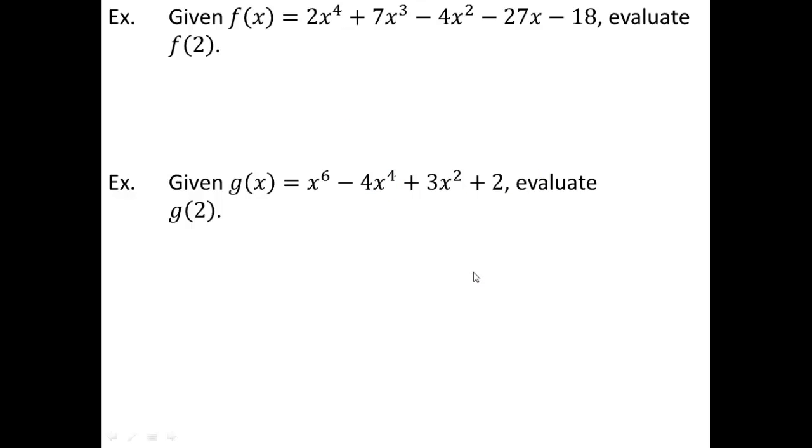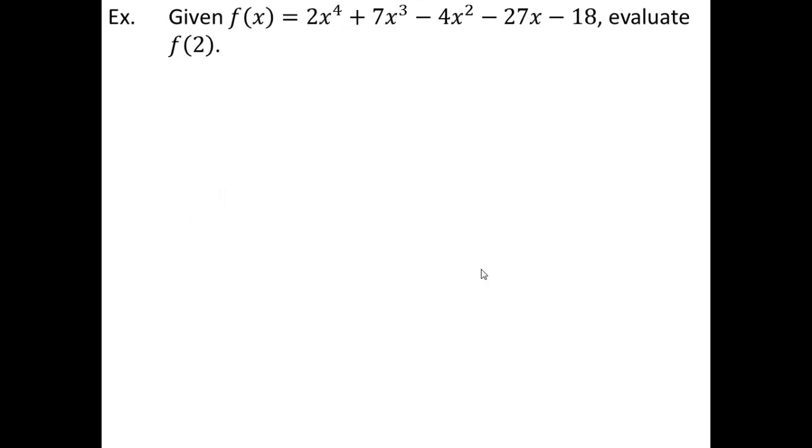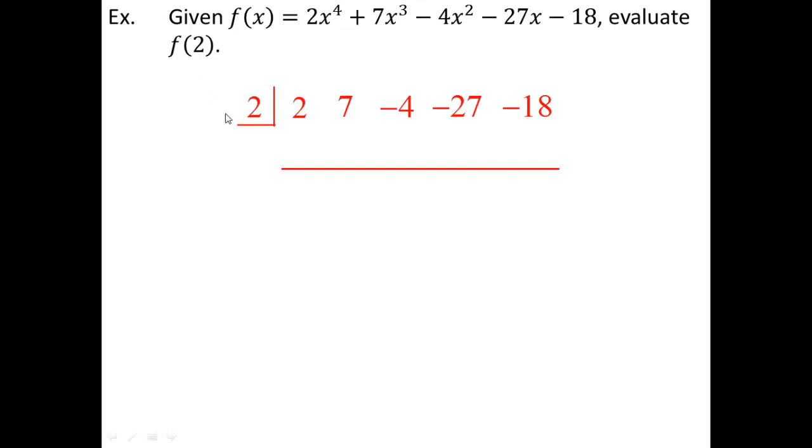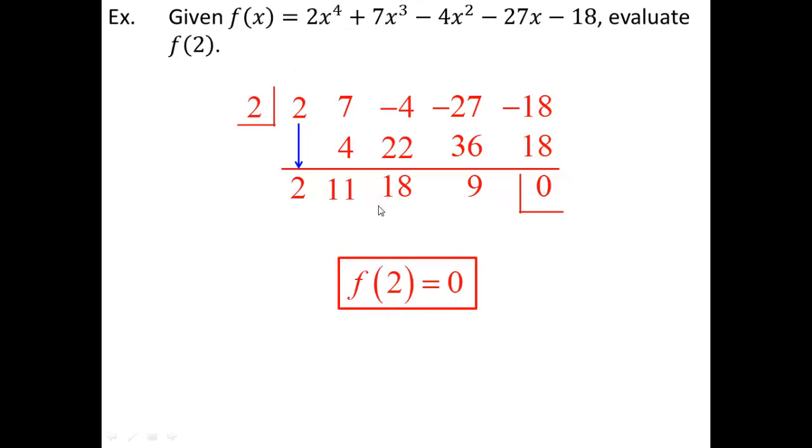Here are 2 more. Why don't you give these a try? Hit play when you're ready. So once again, the root that we're plugging in is 2. So we'll drop the 2, multiply and add, multiply and add, multiply and add, multiply and add. Notice this time we get 0 as our remainder, therefore f of 2 equals 0.